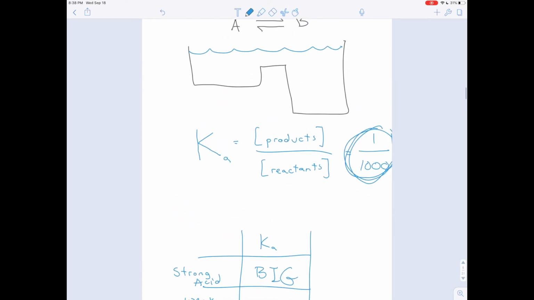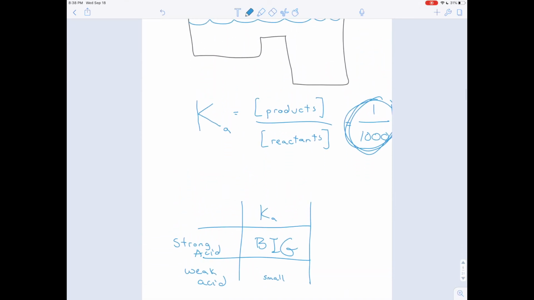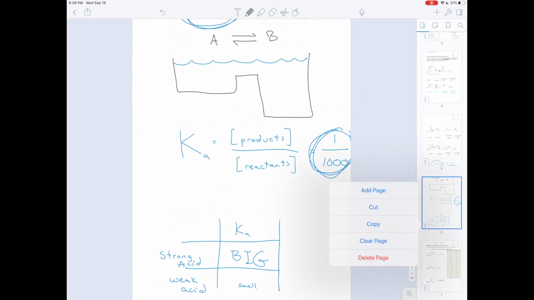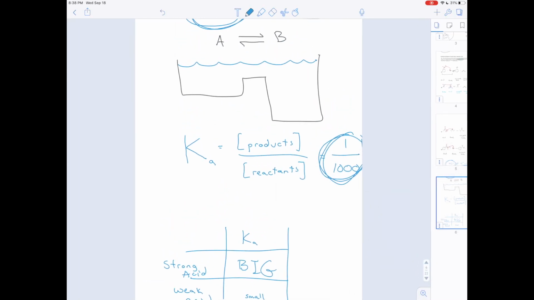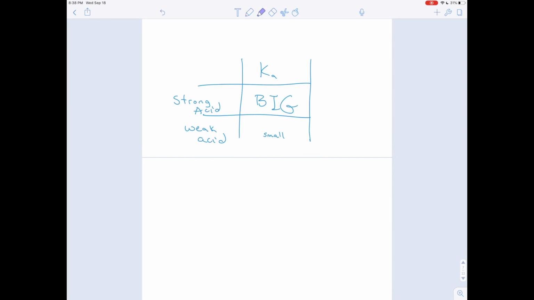Okay. Now the Kas were usually awkward numbers, really big numbers or really small numbers. Things like a Ka you might have seen could be something like 10 to the negative 12th, or another one might be like 10 to the negative 6th. The numbers were really non-intuitive. It's hard for me to imagine what 10 to the negative 12th looks like.